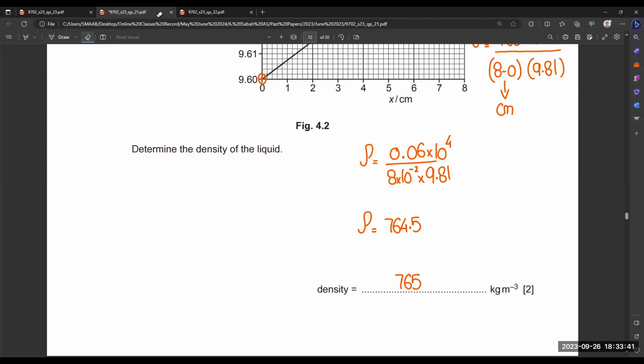Okay. Kilogram meter cube. Okay. Clear. Okay.